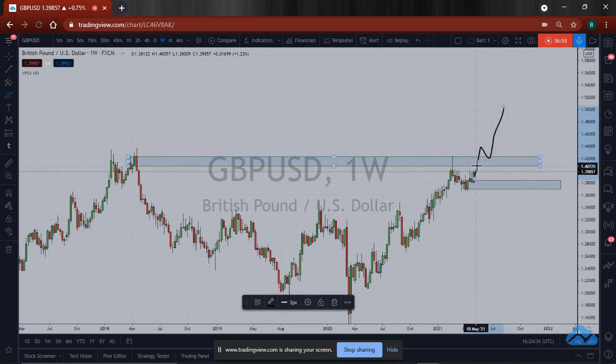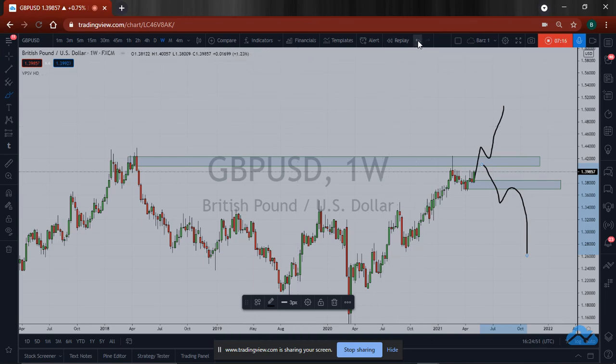However, if this supply will hold, then price could still take you out at break even before reversing back to the downside again. So these are the two scenarios that could play out on the weekly time frame for GBP USD.